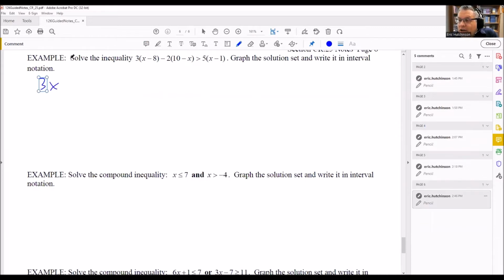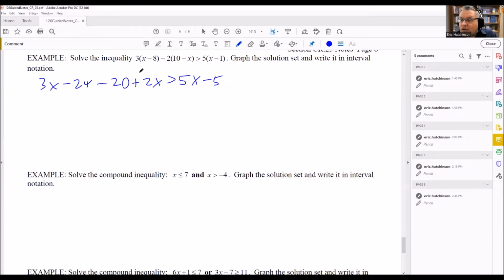We're going to get 3x minus 24 here. Then we have minus 2 times 10, which is minus 20, and negative times negative is positive 2x. We have a greater than sign, and we have 5x minus 5. So in that step, we distributed everything and got rid of the parentheses. But now it's time to add like terms together.